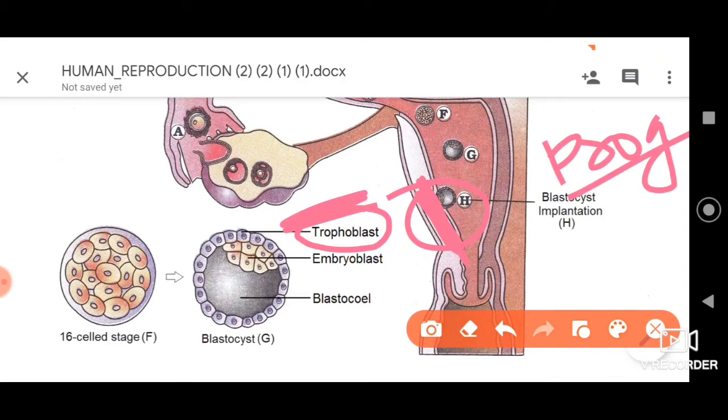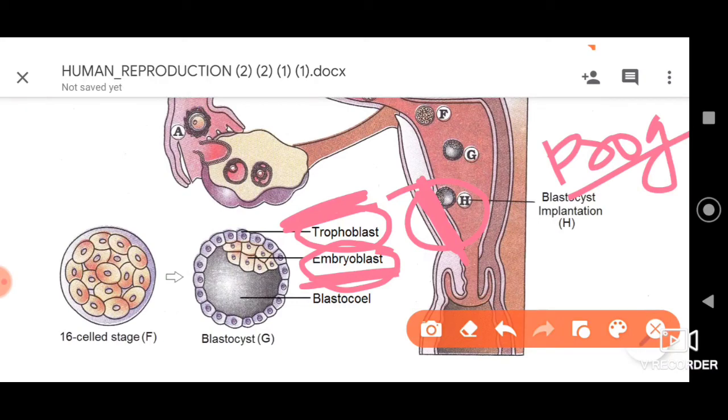Further, dear friends, after implantation is completed, that is after the blastocyst attaches to the endometrial lining of the uterus, the inner mass of cells, that is the embryoblast cells, will form the ectoderm, the outer layer, mesoderm, the middle layer, and endoderm, the inner layer. We represent these as the primary germ layers. So just remember that the primary germ layers, ectoderm, mesoderm and endoderm, are formed after implantation from the inner mass of cells, the embryoblast cells.